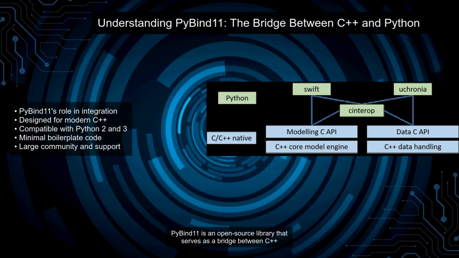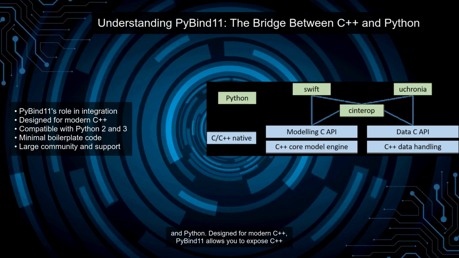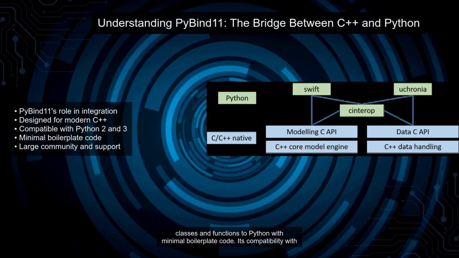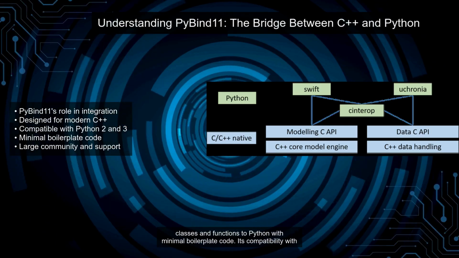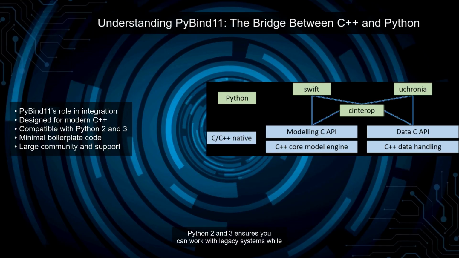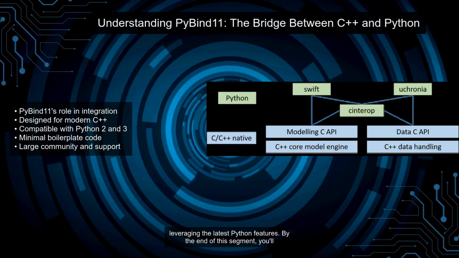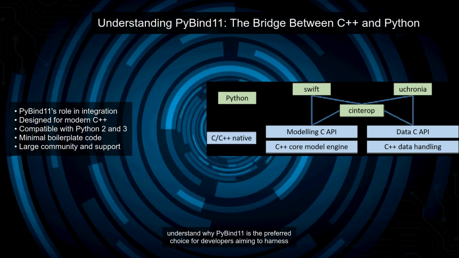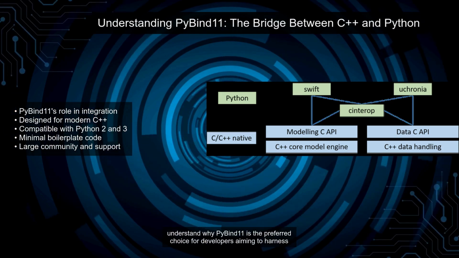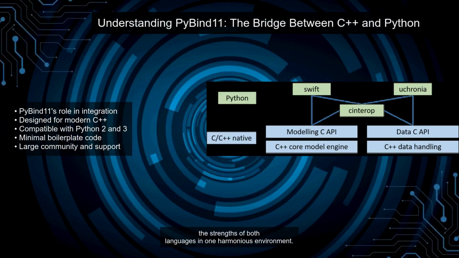PyBind11 is an open-source library that serves as a bridge between C++ and Python. Designed for modern C++, PyBind11 allows you to expose C++ classes and functions to Python with minimal boilerplate code. Its compatibility with Python 2 and 3 ensures you can work with legacy systems while leveraging the latest Python features. By the end of this segment, you'll understand why PyBind11 is the preferred choice for developers aiming to harness the strengths of both languages in one harmonious environment.